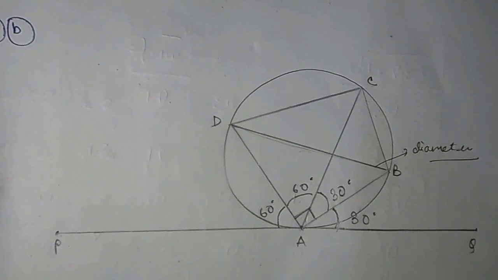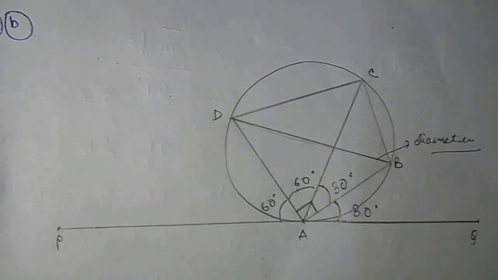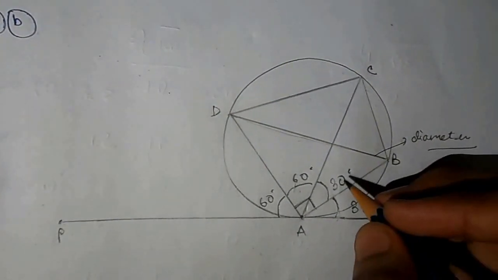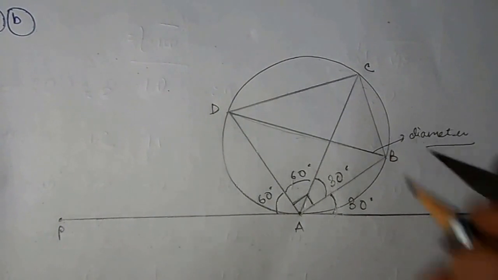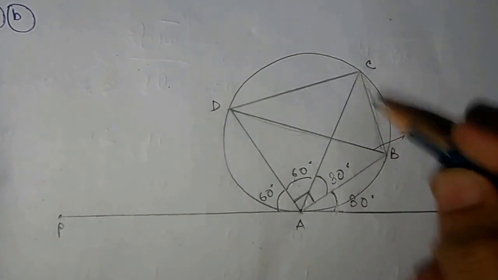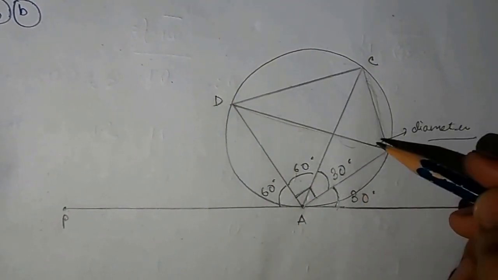So let's prove the second part. ABC is an isosceles triangle. This is ABC. Now, first of all, in circle theorems, we have read that in a single segment, if two angles are present, the angles will be the same.